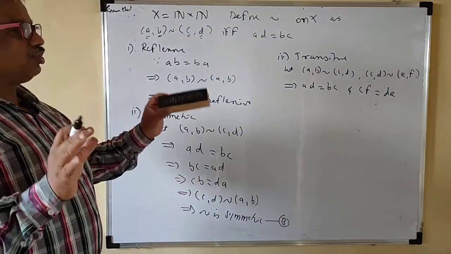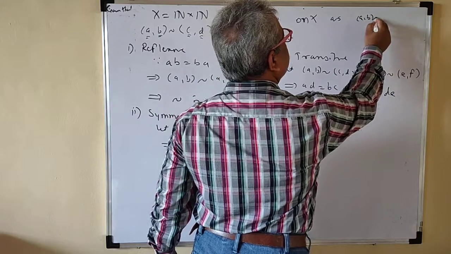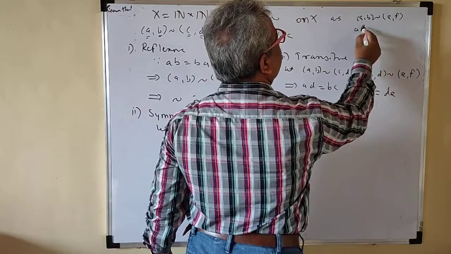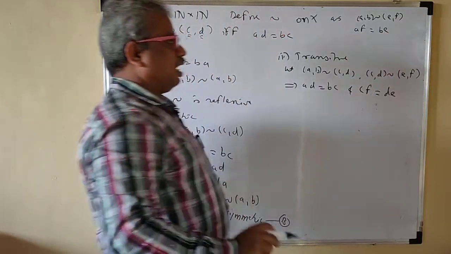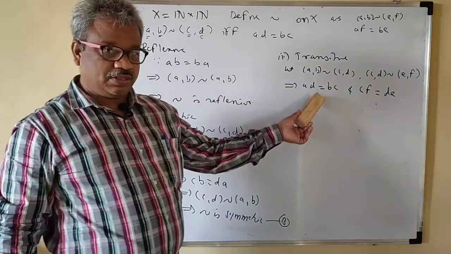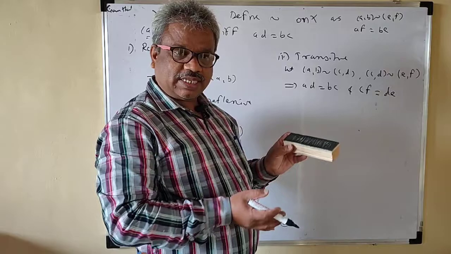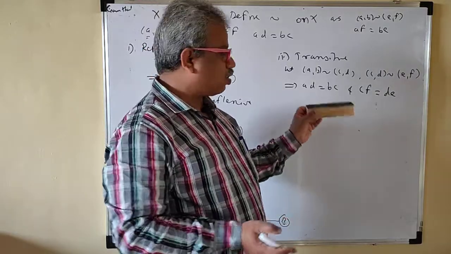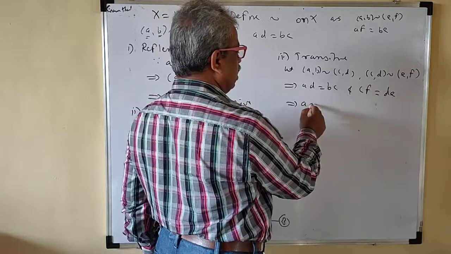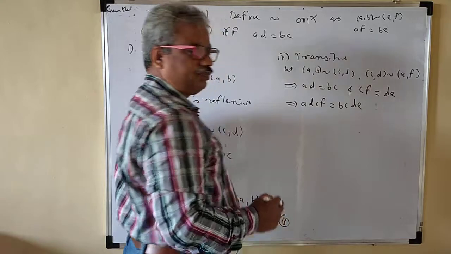Now see what we want to prove. AB is related to EF. This we want to prove. That means AF is equal to BE. This we want to prove with the help of this one. So what do we do? We take the product of LHS with LHS and the product of RHS with RHS. So what do we get then? The product of LHS is ADCF, and this is BCDE.